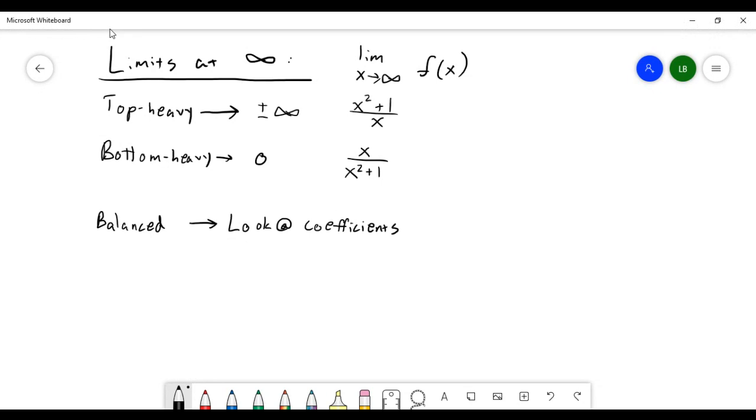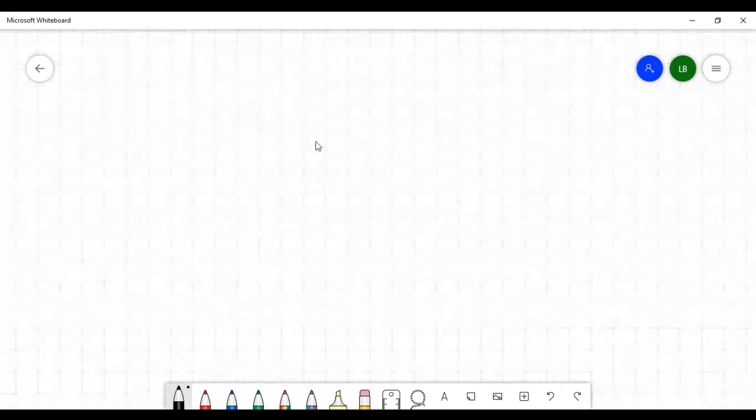We just touched on all of this last week. An example of a balanced function would be x squared plus 3 over 4x squared minus x, and its limit is equal to 1 over 4, because we just look at the coefficients on the largest terms. So we look at the x squared, and also at this 4x squared. That's just a 1x squared over 4x squared, which becomes 1 over 4. That is our basic limits at infinity.